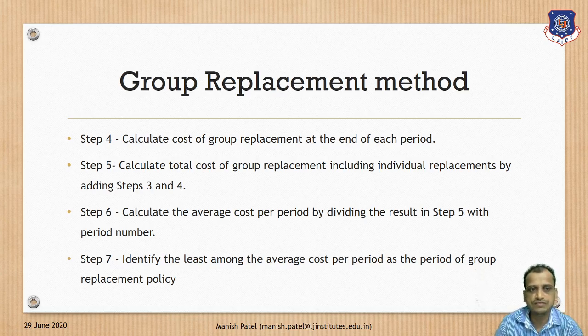In the next steps, you will find out the cost of group replacement, and then you will compare both costs. If one of the costs is least, let's say for example the individual cost is cheaper, or say the least average cost, then you will definitely go with the individual replacement. Clear? So that is the case.